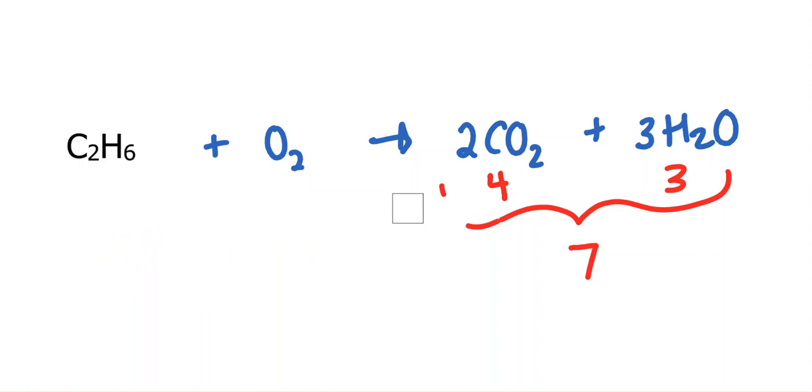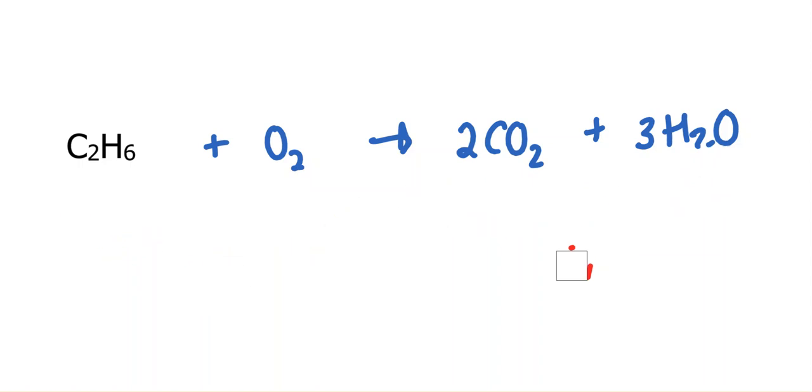So, if we run into this situation, you always go back and you double all the coefficients that you already had. And so I'm going to take this and make it a 4. I'm going to take this and make it a 6. And even this one, it was a 1, now it's going to be a 2. Okay, so I doubled all the other ones I had before. I'm going to make sure that it's still balanced with the carbon, 2 times 2, 4. The hydrogen, 12, 12.